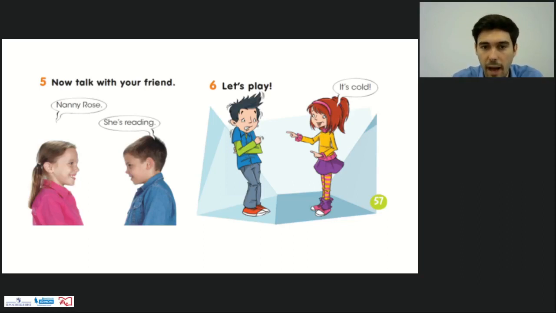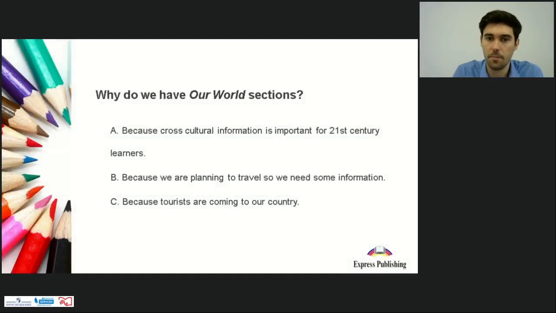Next question, why do we have our world sections? So we talked before about CLIL and the advantages of having students study English through different subjects. Our world sections aim to expose students to different cultures, different ideas, different ways of thinking from around the world. It also allows students to learn about different cultures and learn about different ways of life outside of their own reality.